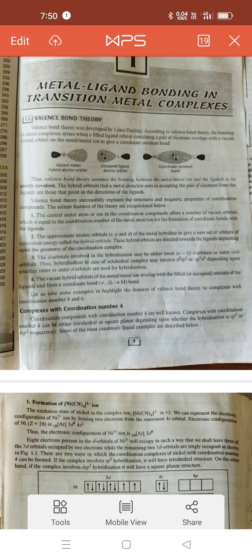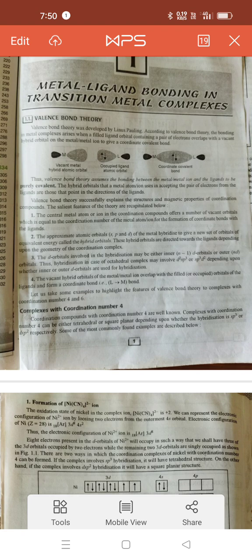According to valence bond theory, the bonding in metal complexes arises when a filled ligand orbital containing a pair of electrons overlaps with a vacant orbital on the metal ion to give a covalent compound. Thus, valence bond theory assumes the bonding between the metal or metal ion and the ligand to be purely covalent. The hybrid orbitals that the metal atom uses in accepting the pair of electrons from the ligand are those that point in the directions of the ligands.